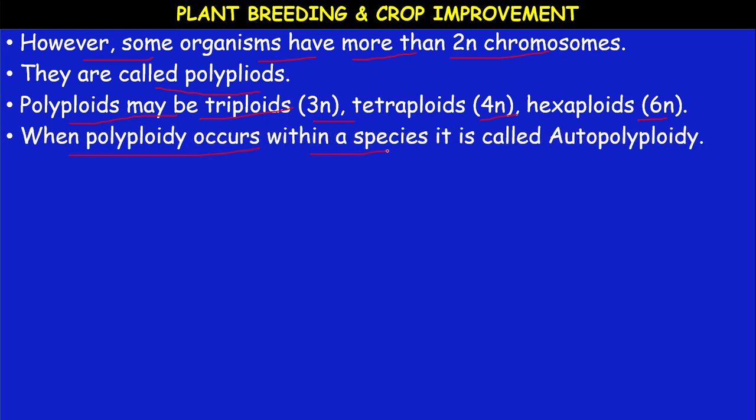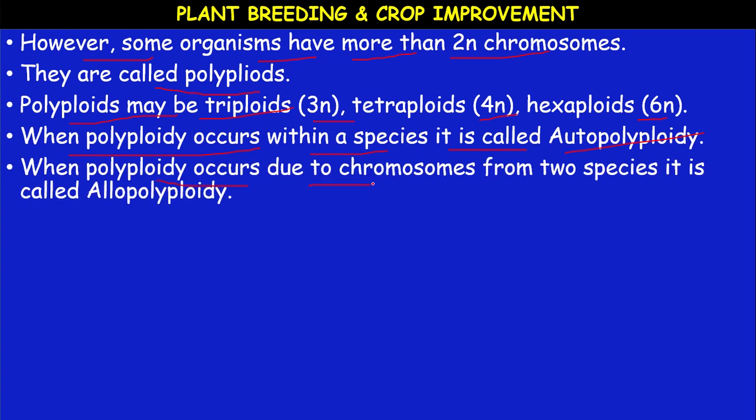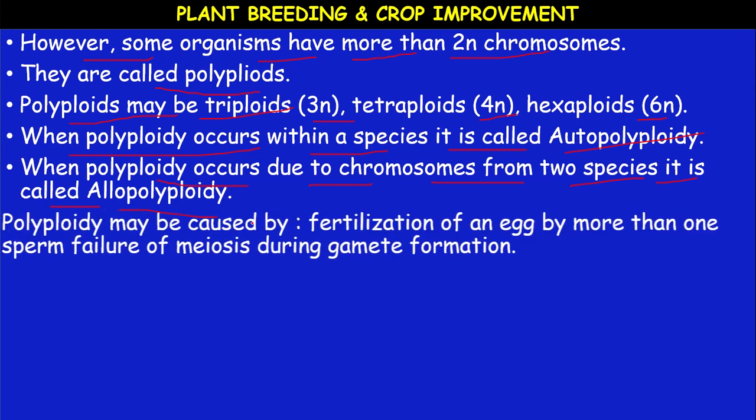When polyploidy occurs within a species, it is called autopolyploidy. When polyploidy occurs due to the chromosomes from two species, then it is called allopolyploidy.